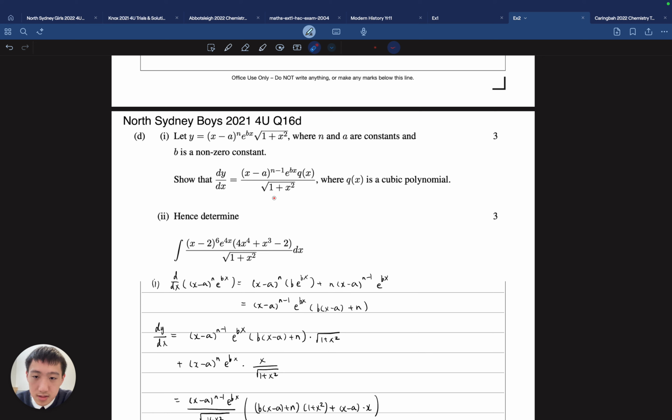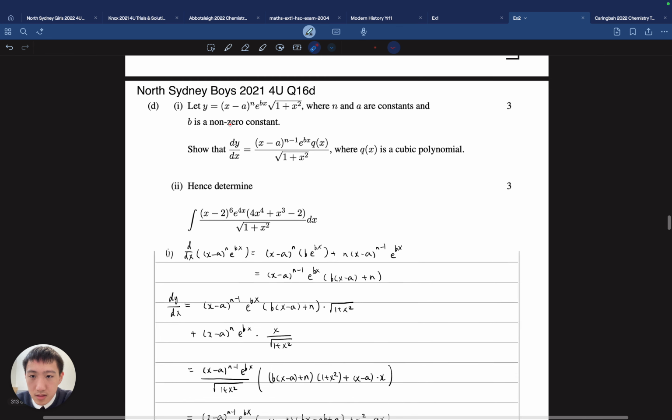And it asks you to find its derivative, where Q(x) is a cubic polynomial. I think all the differentiation questions are simple, but they really test your algebraic skills and how you can deal with these things without making a silly mistake. So let's look at this. It's a function that has actually three functions multiplied together, right?